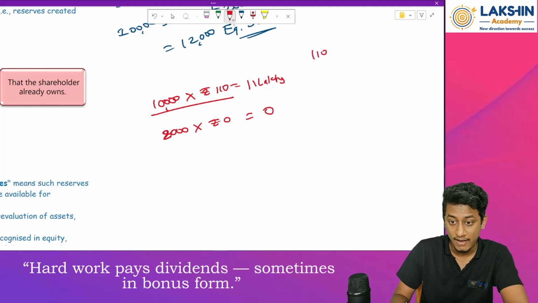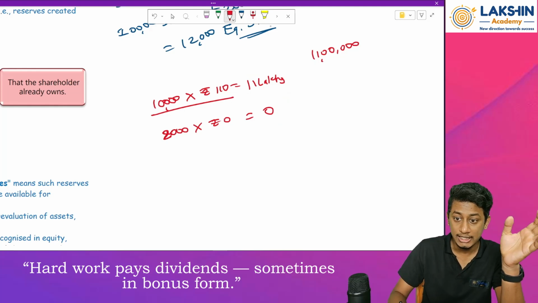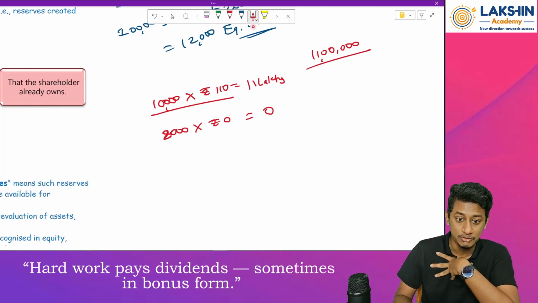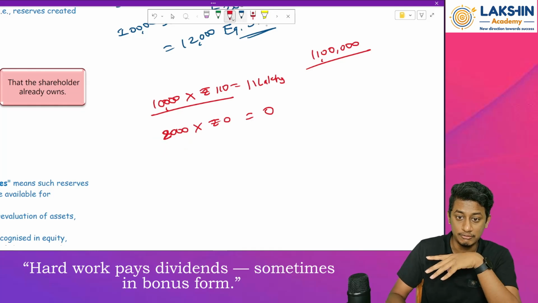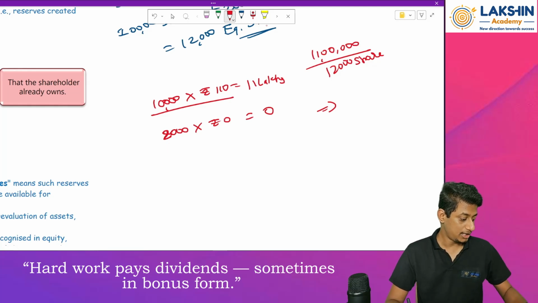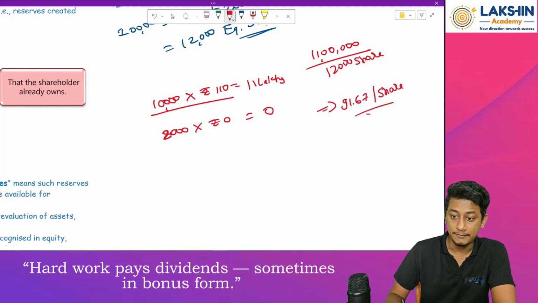So the total value of my holding is how much? 11 lakhs, because 11 lakhs is the existing value, and for the bonus shares it is 0 because I am not paying any money, right? Divided by the number of shares. What is the number of shares that I have in my hand now? 10,000 plus 2,000. So that would be 12,000 shares. 11 lakh divided by 12,000 will be rupees 91.67 per share.